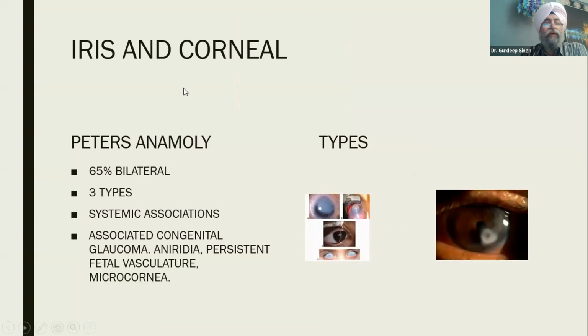So now coming to the iris-related issues. The iris can have different types of anomalies which can be detected at birth, and which can also be vision threatening, as we are seeing here. When it obstructs the pupillary area, definitely the problem will be more. So this is what we call Peters anomaly, and it has 3 types. Depending upon the type, the vision can have a problem and it needs an urgent referral because of the vision-related issues which will be there.